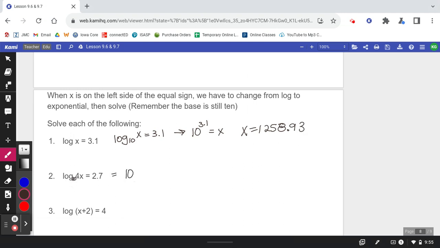Again, this would be log base 10. So we change that into 10 to the 2.7 equals 4x. 10 to the 2.7 is 501.19 equals 4x. Divide by 4. X is 125.3.